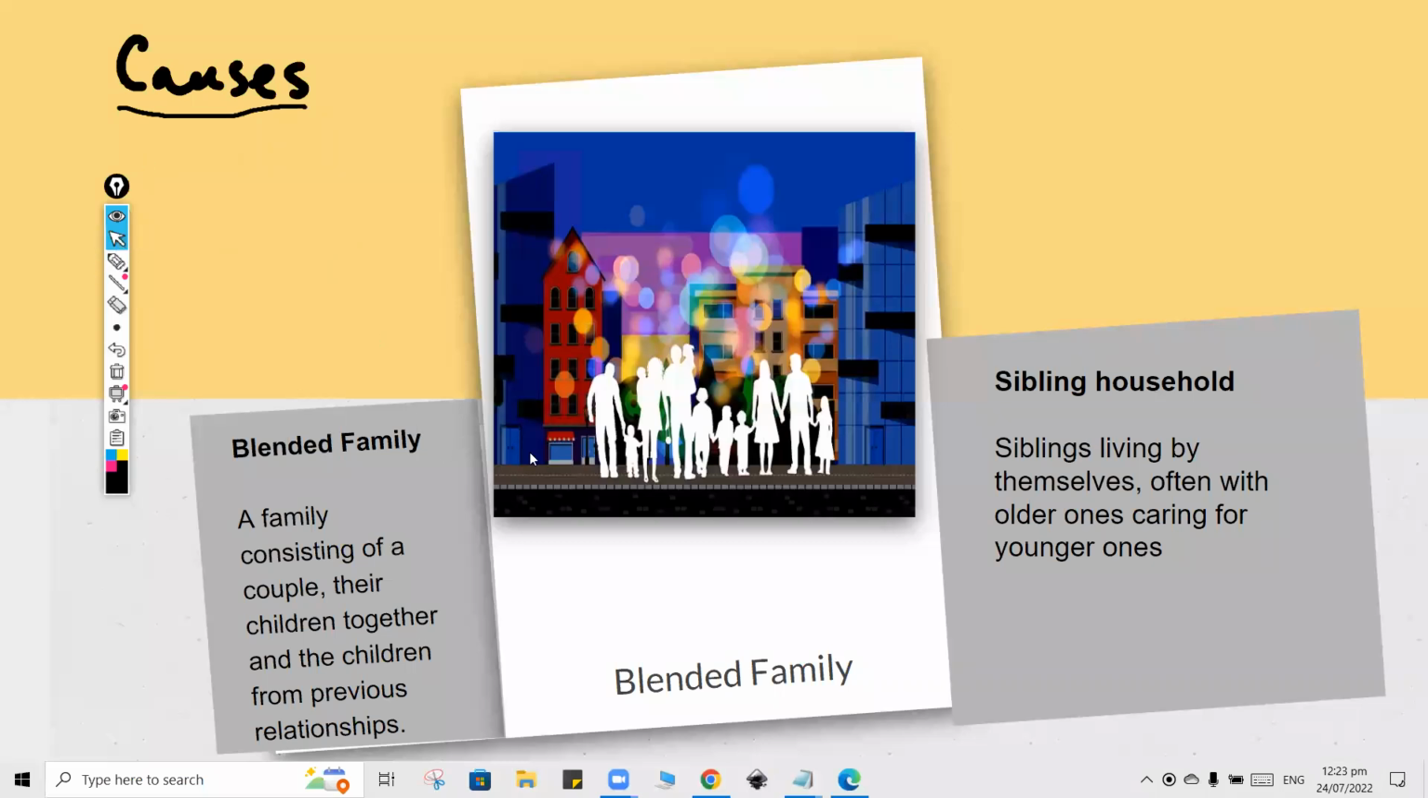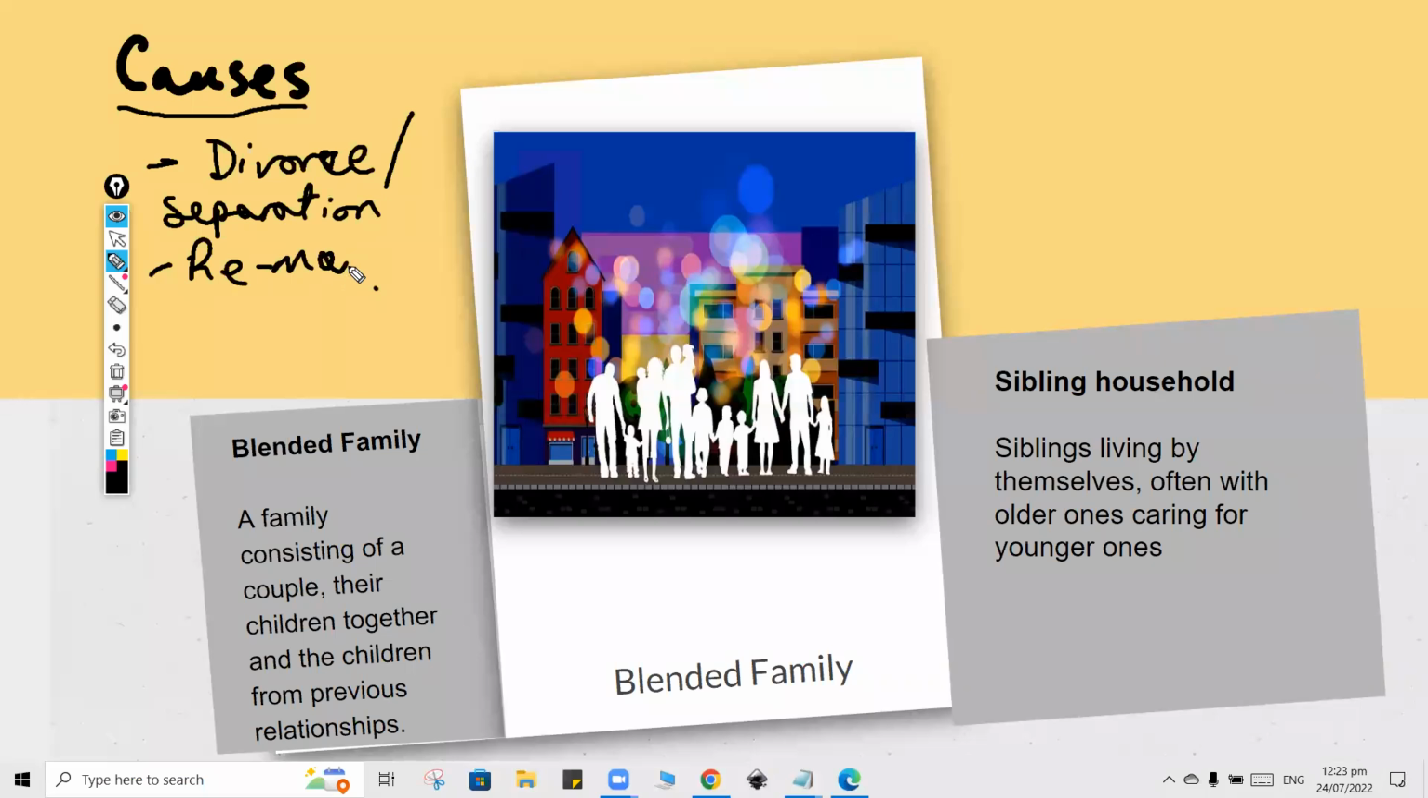Let's see. Right, the death of a parent or separation or divorce or migration, right? And it's basically the same for both, right? Okay, so blended family could be caused by divorce or separation or breakup, right? Remarriage. It could also be caused by death of a spouse, right?